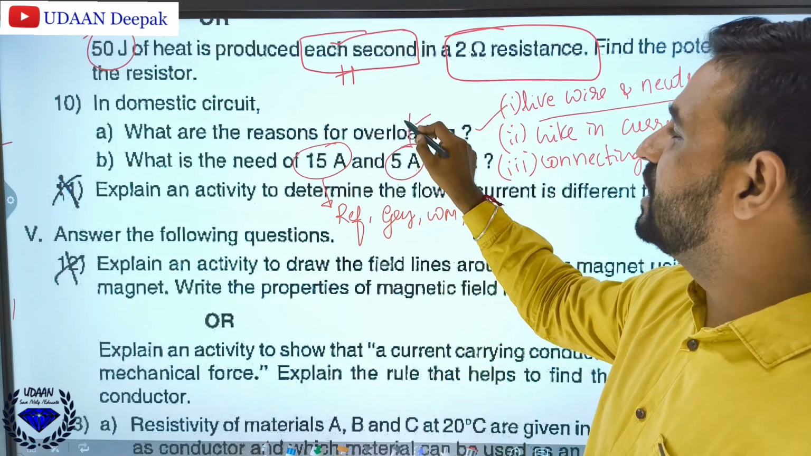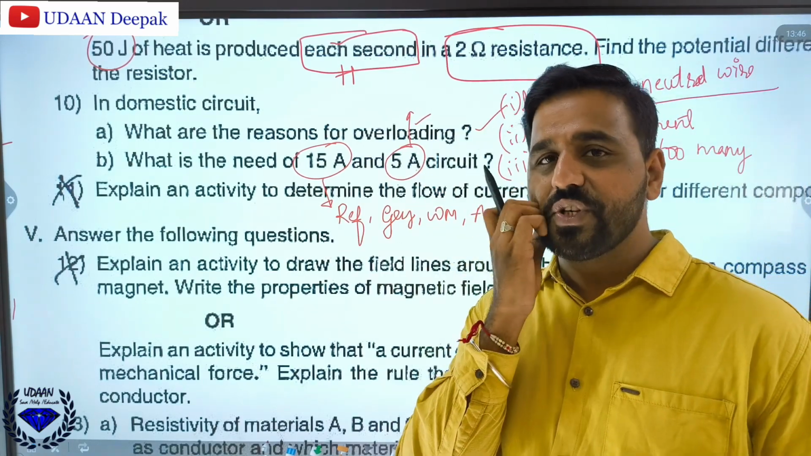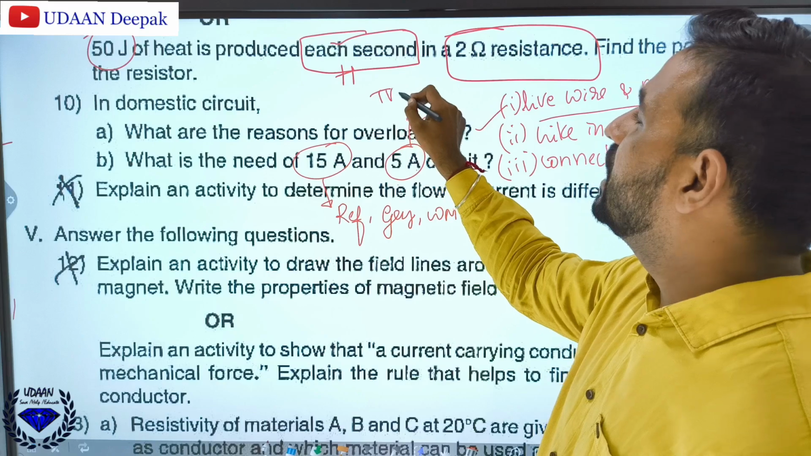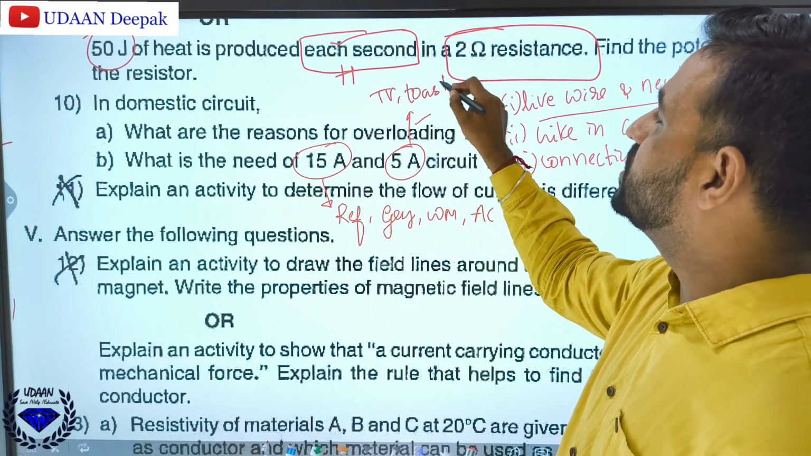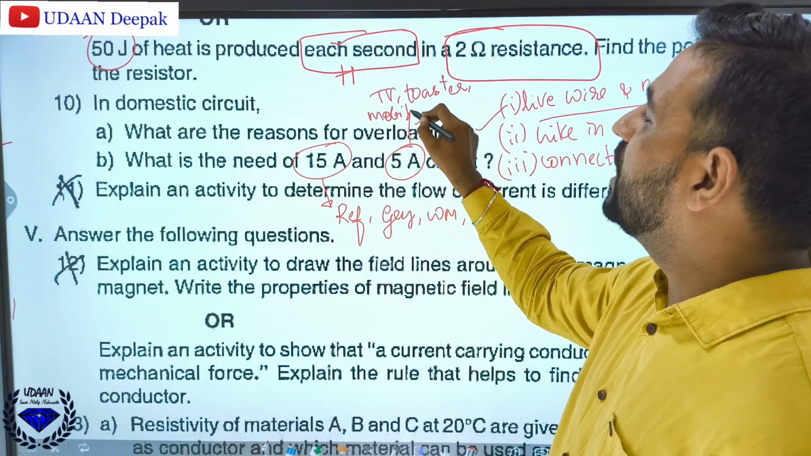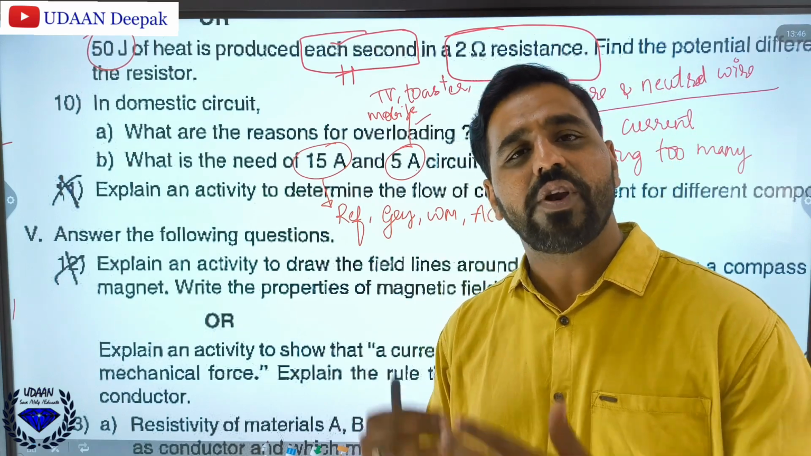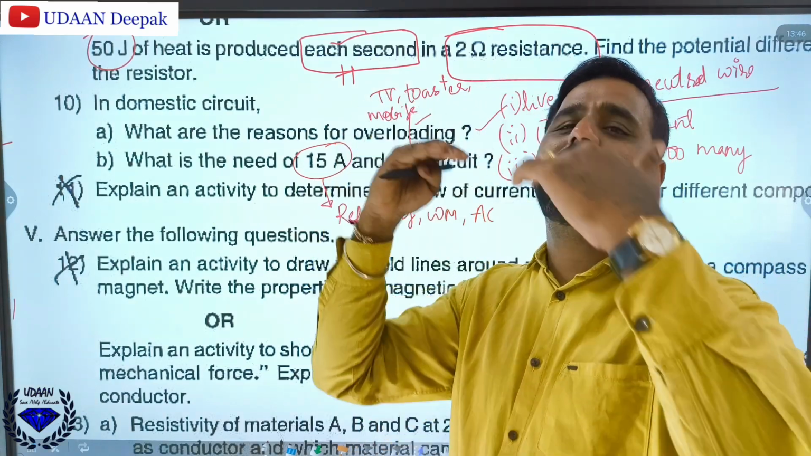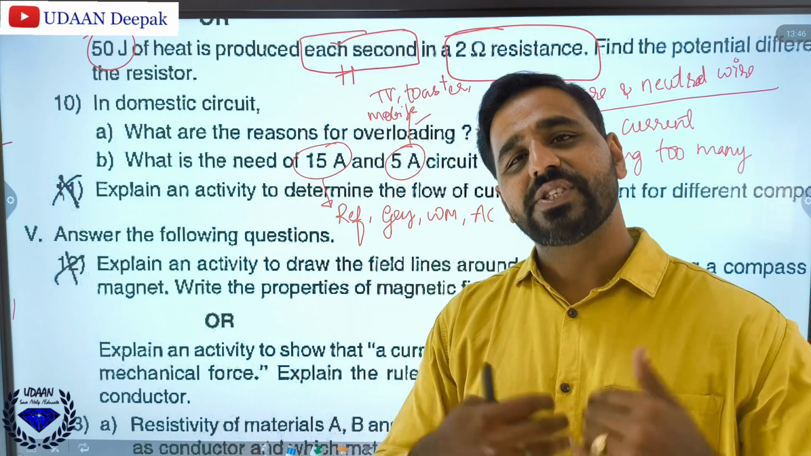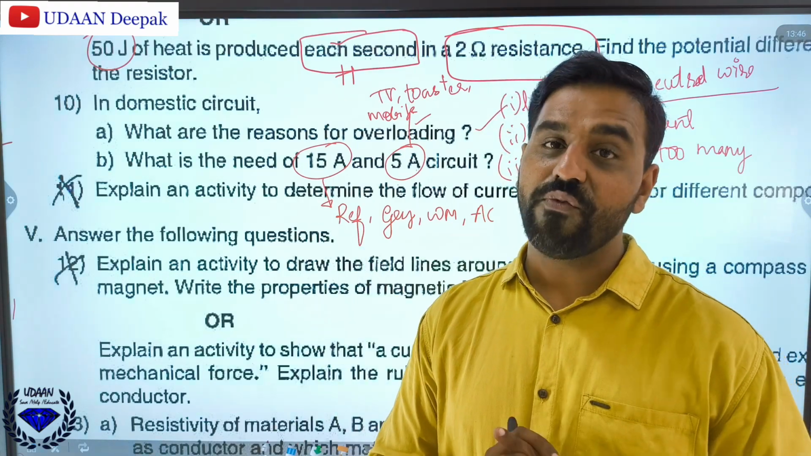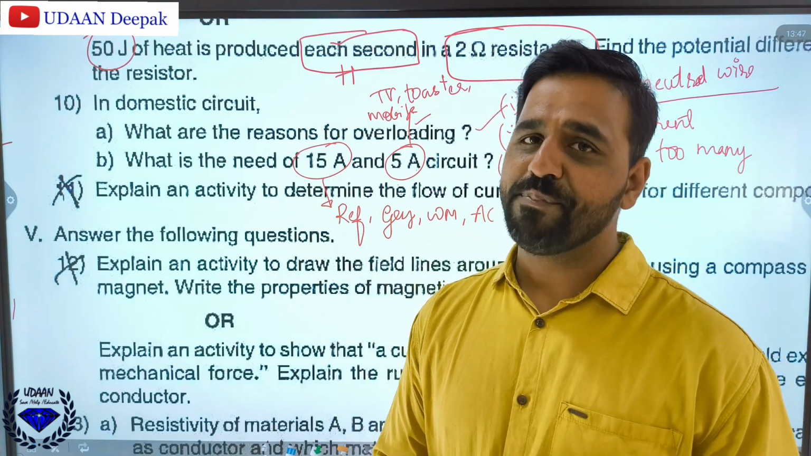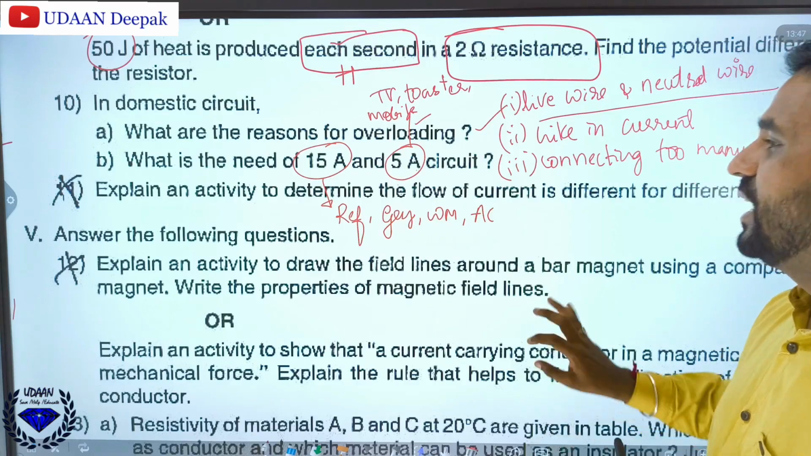Similarly, 5 ampere is for low rating power circuits. We should use 5 ampere current for, for example, TV, toaster, and your mobile phones. All those will work under 5 ampere of current. So there is a need of 5 ampere current for low power ratings, whereas for high power ratings we need 15 ampere of current. Like this, you should differentiate the 15 ampere circuit and the 5 ampere circuit. I hope you got that answer.